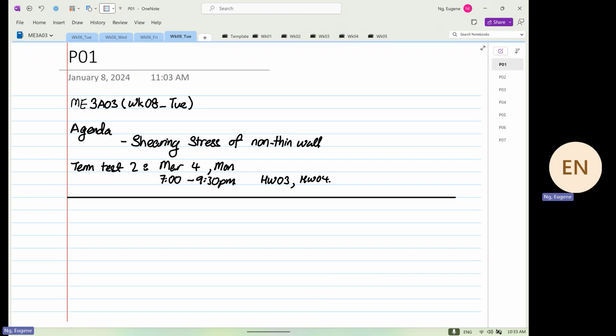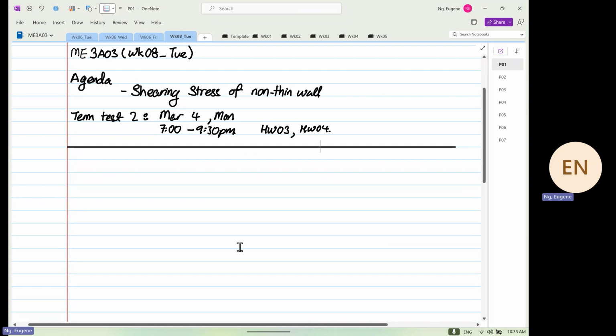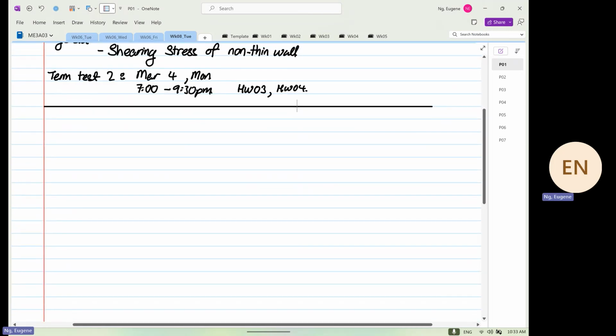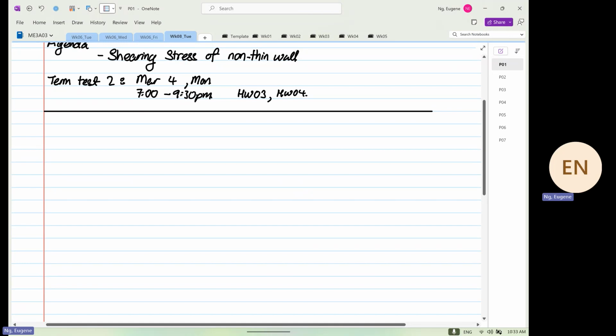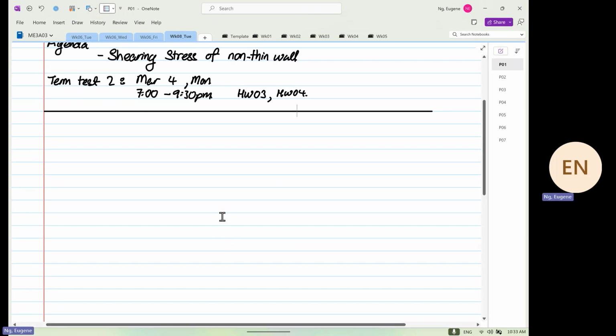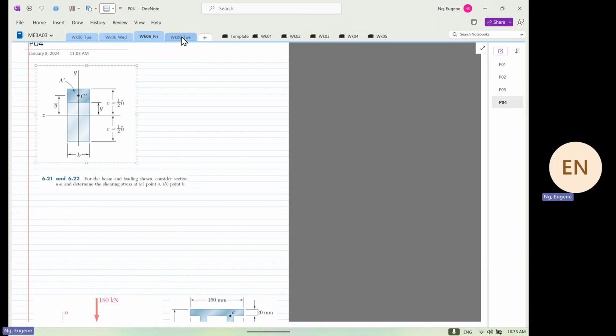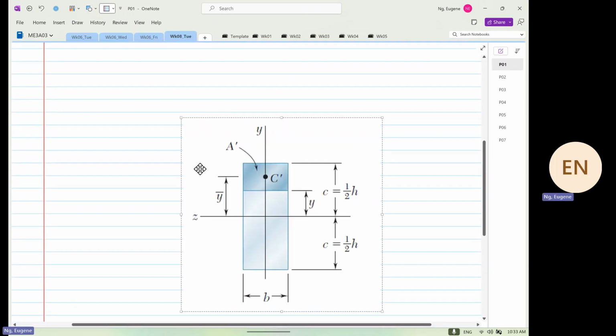Okay, so homework 4 is not that straightforward, but it's not difficult also, okay? So you have to pay close attention to me regarding shearing stress. I'm aware that you have learned shearing stress before, but this is different. We go into more depth and more detail. Right. So this diagram was given to you before reading week.